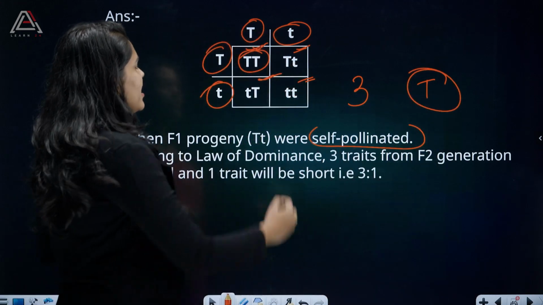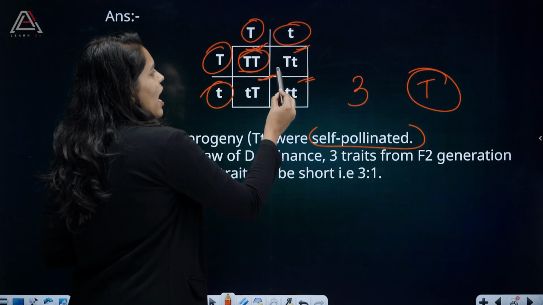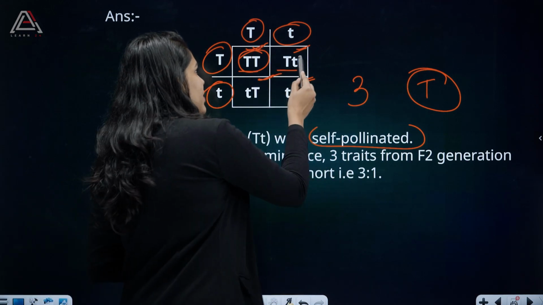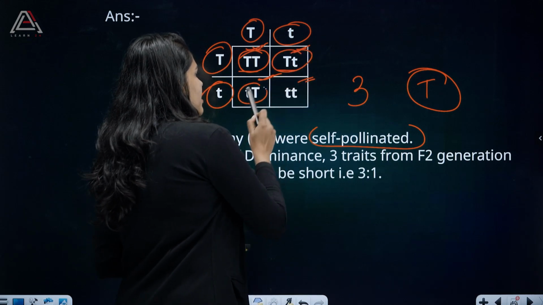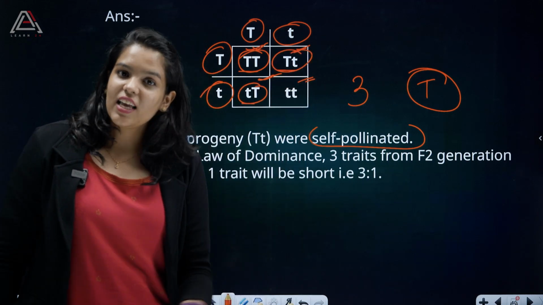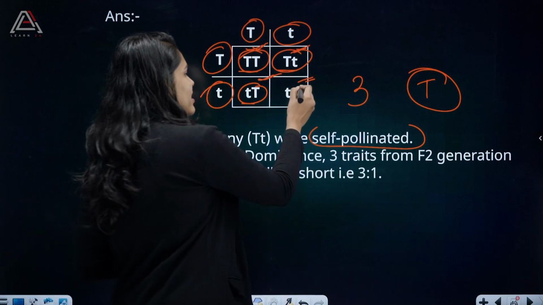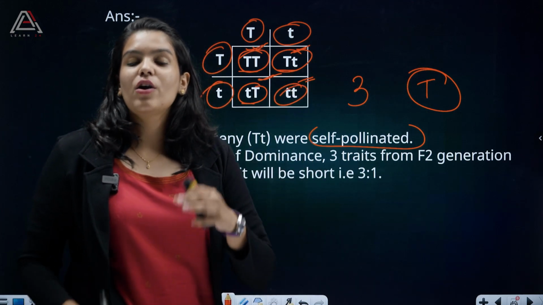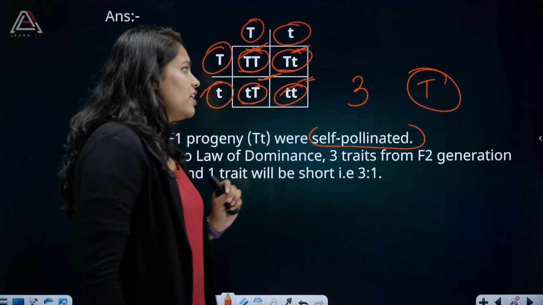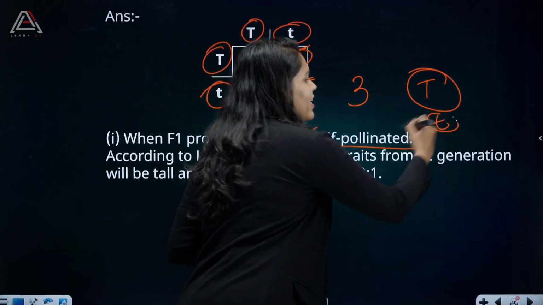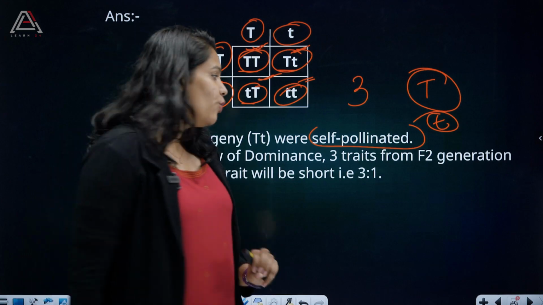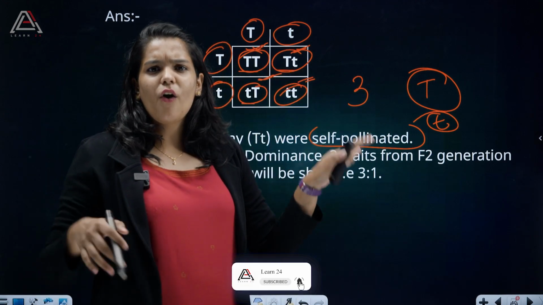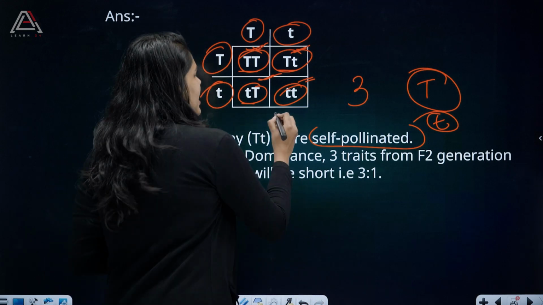So here you can see there are two capital T's, and there is a capital T and small t, which is again a tall pea plant, and again there is a capital T and small t, which is again a tall plant, and there is a small t and small t, which is a recessive or a short plant, right? What did I say? Small t is a recessive trait. Okay, fine.